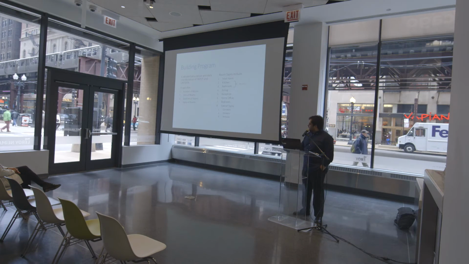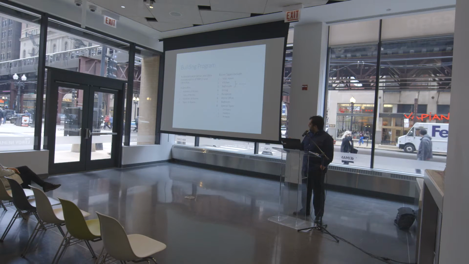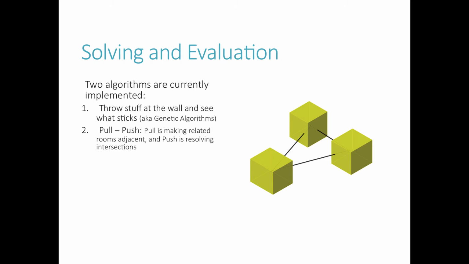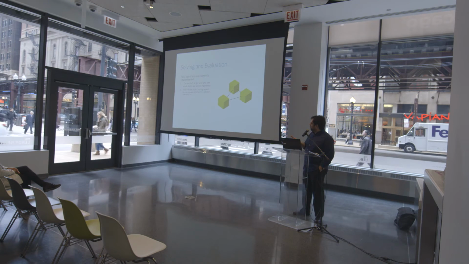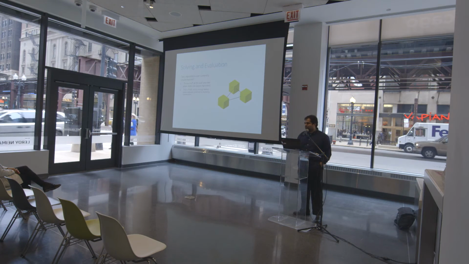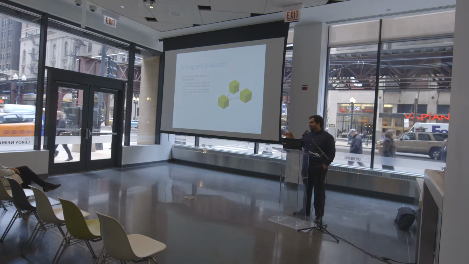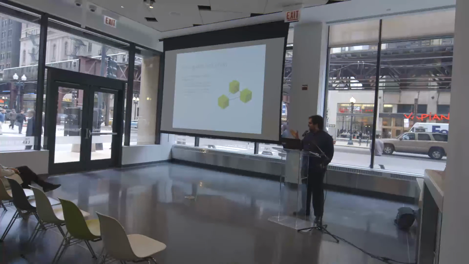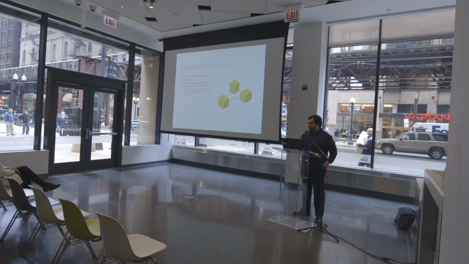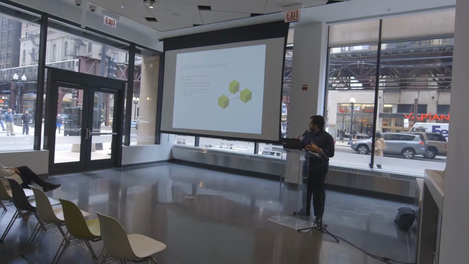But after creating the rooms and creating the program, there remains the problem of how to solve this program into a site, and how to make sure all the relationships are satisfied. I've been trying two approaches since the beginning of the semester. One of them is genetic algorithms, which is essentially throw everything at the wall, see what sticks. And another algorithm I'm calling pull push, which is simply shuffling the rooms around until they all sit neatly next to each other.